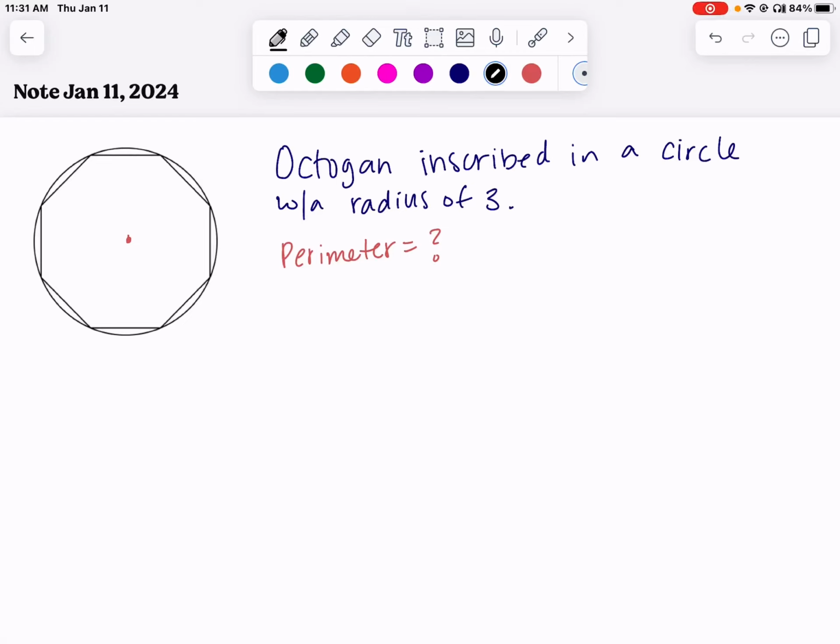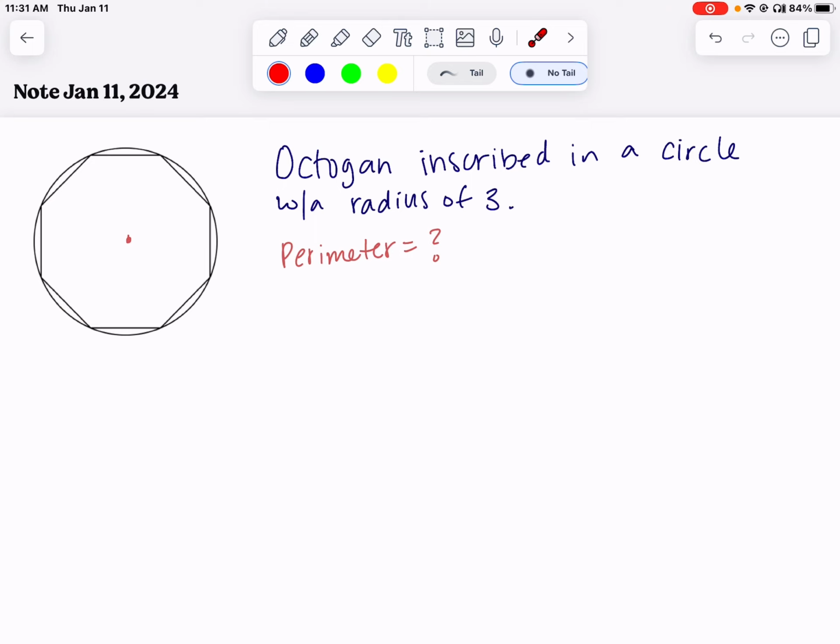All right, so in this video, we're once again looking at an octagon that's inscribed in a circle. The circle still has a radius of 3, so if you watched the one with the area, there's going to be a lot of similarities here. But this time, I want to know the perimeter of my octagon inside of this circle.